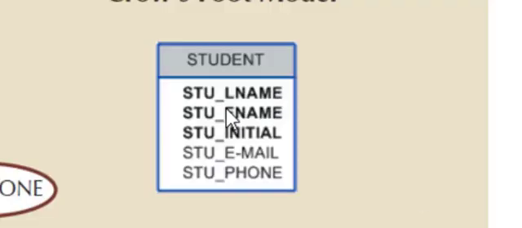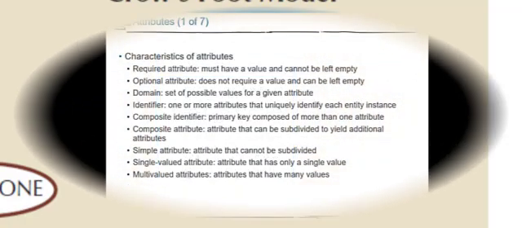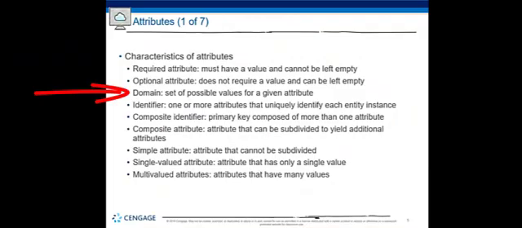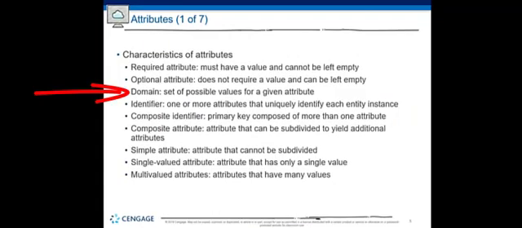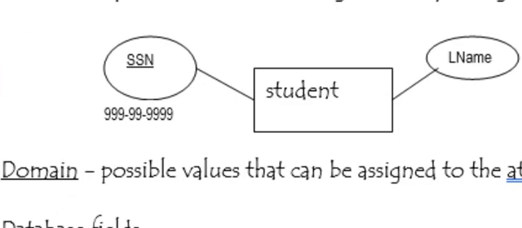Here we have a student, and student last name and student first name are required. I believe this is a typo in the textbook. Student initial is not going to be required, but I'm not going to create a student record unless I have their last name and their first name, and that bold is indicating required. Attributes have a domain. That is the set of possible values for a given attribute. Here is an ER diagram of a student entity, and you will see that the social security number and the L name are in bubbles. So that's how you indicate attributes with the Chen notation.